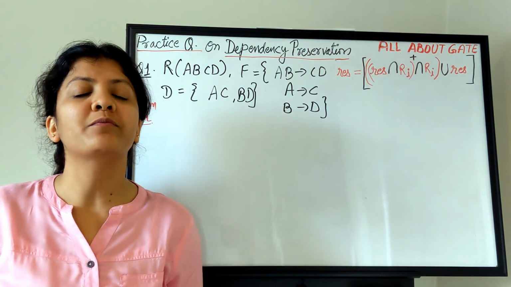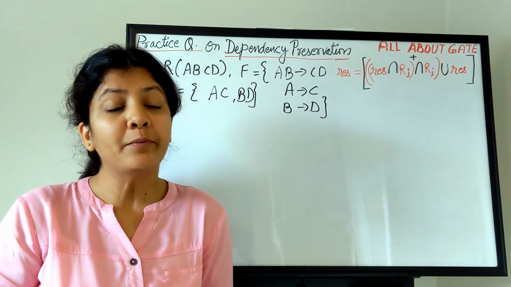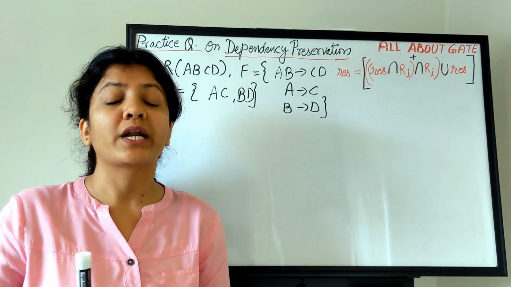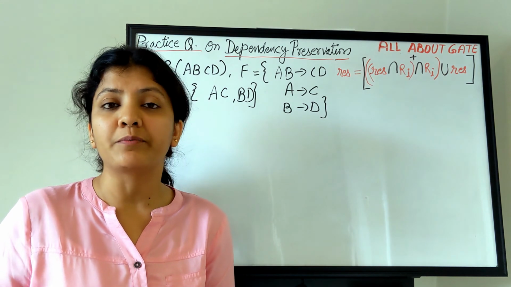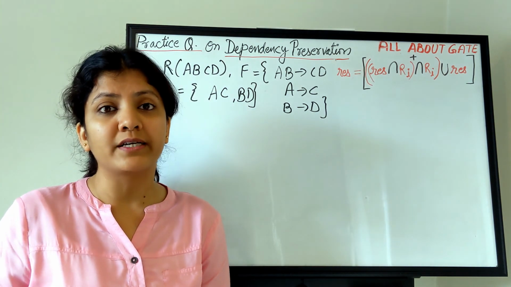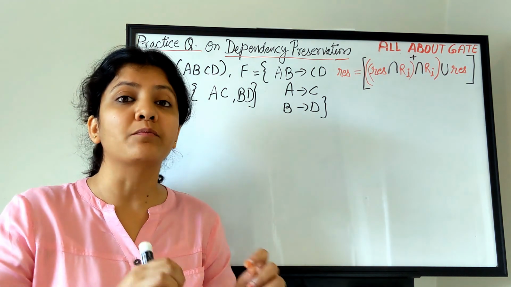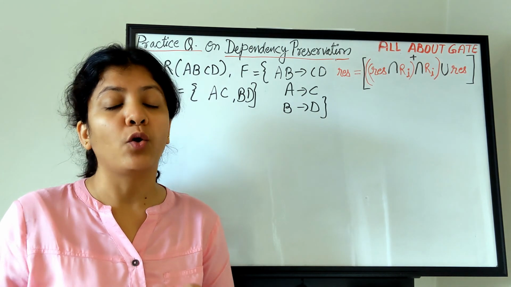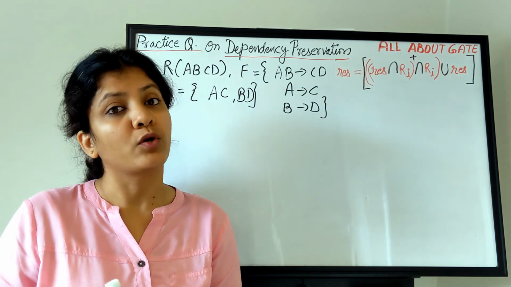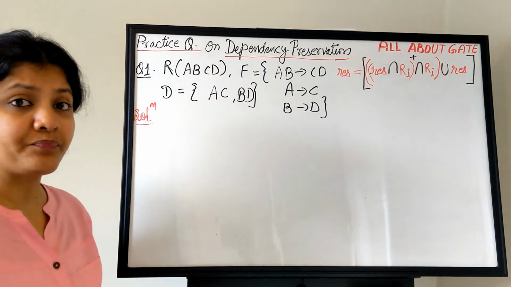We are studying DBMS, and in the previous video we understood the property of dependency preservation, how the functional dependencies are preserved and what is the meaning of preserving the dependencies, correct? In this video I'm going to make you practice questions for checking whether the given decomposition is preserving all the functional dependencies or not. What all are preserved, what all are not preserved. So let's start with the very first question.